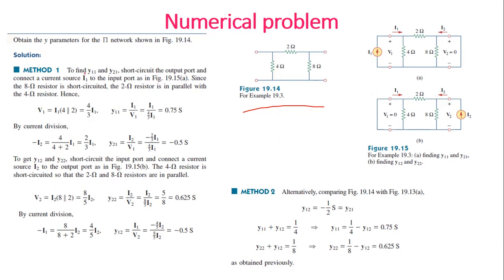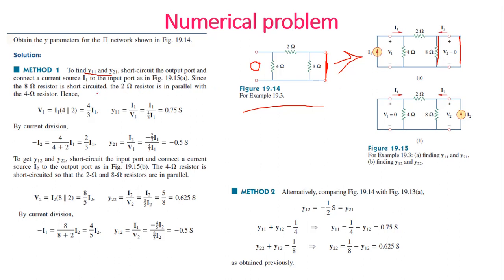So first, to find Y11 and Y21, we are going to short circuit this output port and connect a source to this input port. That is given in this diagram. Here you can see I1 is connected and here it is short circuited. Now look at this diagram. If this terminal is short circuited, it means this will also act as a short circuit. Now we have a circuit where this 2 ohm is in parallel with the 4 ohm.